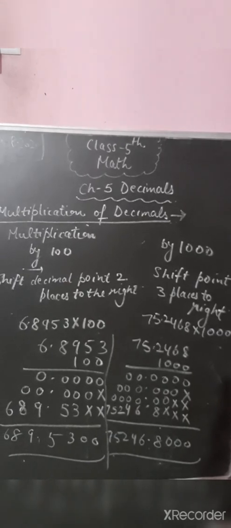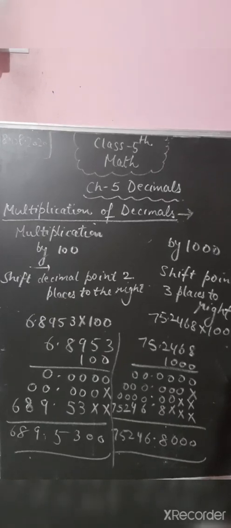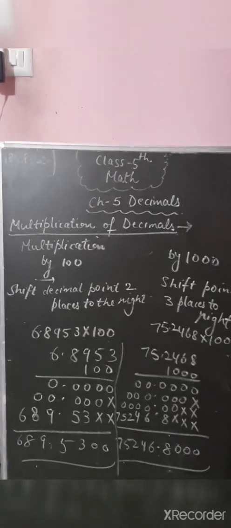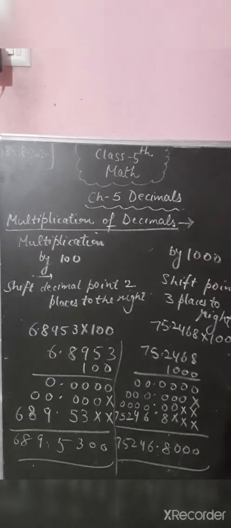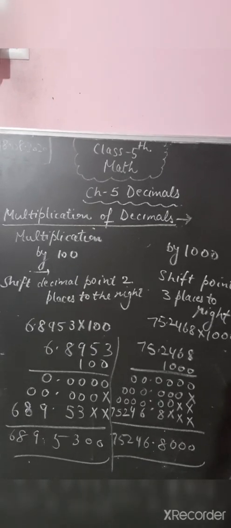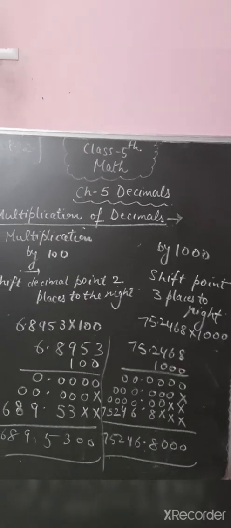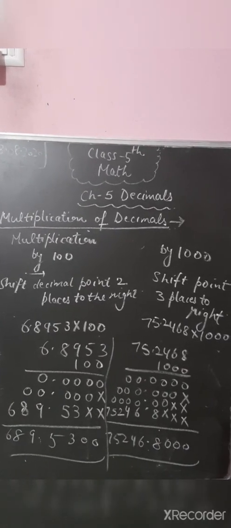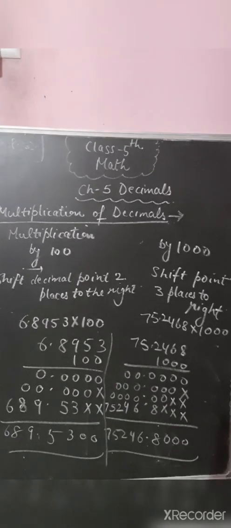Now next is by 1000. In the case of 1000, you have to shift the decimal point 3 places to the right. So 75.2468 multiplied by 1000. I have multiplied here. The answer I got is 75,246.8000, because when I multiply by 1000, we have shifted the decimal point 3 places to the right. So in this way, you can do multiplication of decimals by 10, 100 and 1000.